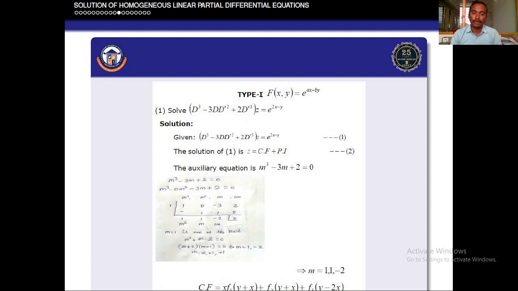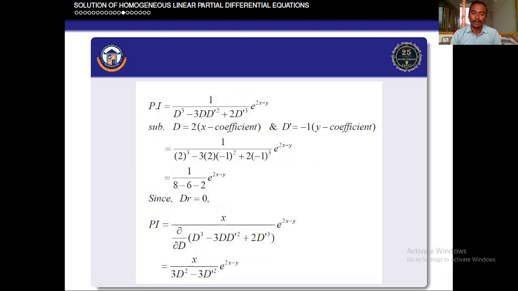Now come to the particular integral calculation. So PI equal to 1 by f of D into right side value e power 2x plus y. So it is an exponential function, e power 2x minus y. So in this case we can replace the value for D and D dash. Now substitute D equal to 2, which is the coefficient of x, and D dash equal to minus 1, which is the coefficient of y.